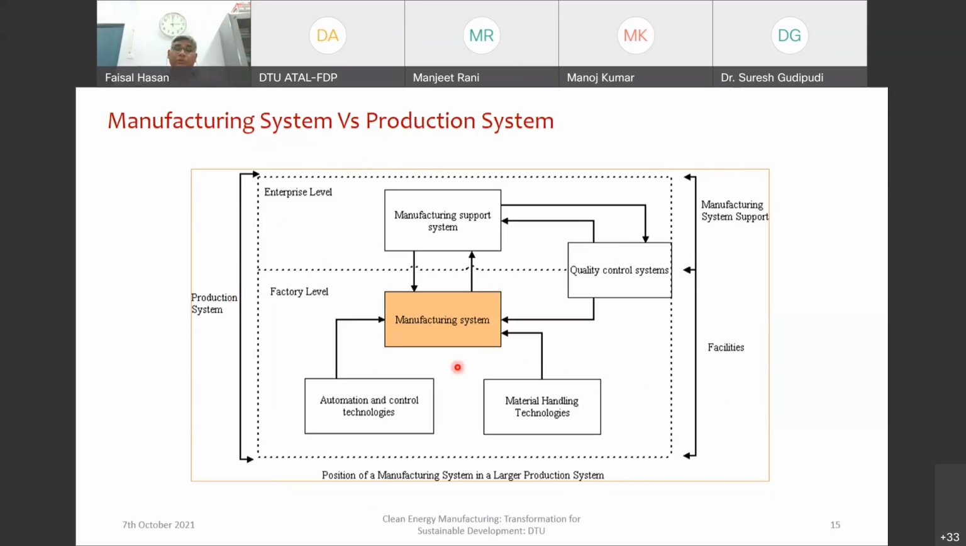There are some technologies which act as an input to this manufacturing system. Some of these are automation and control technologies, material handling equipment, and quality control systems. On the other hand, at the enterprise level, there is a support system which constantly interacts with this manufacturing system. The manufacturing system is responsible for producing things, but how much to produce, who is going to decide this, what the demand will be, or where we are going to ship this product, these are decisions taken at the enterprise level. That is the primary difference. We can say that the production system is a superset and the manufacturing system is a subset of this production system.